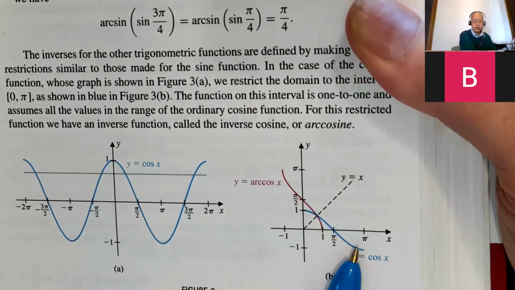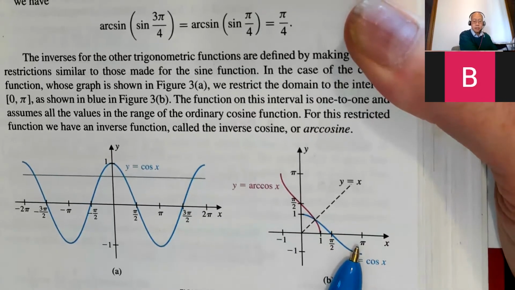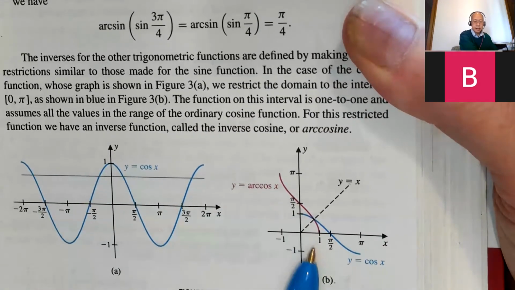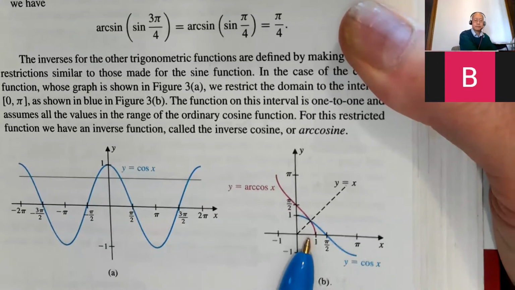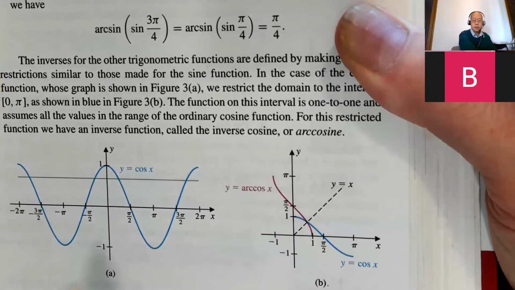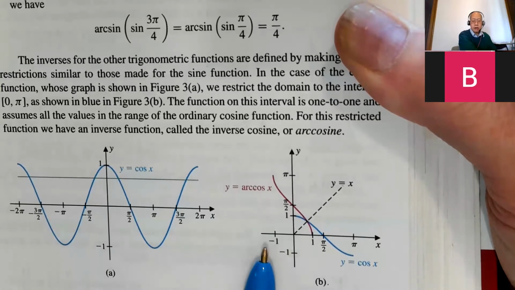Then I do see a one-to-one function. Okay. This is what the inverse cosine looks like. You don't really have to worry about it. It's not that important. This time, however, we're going between 0 and pi over 2.